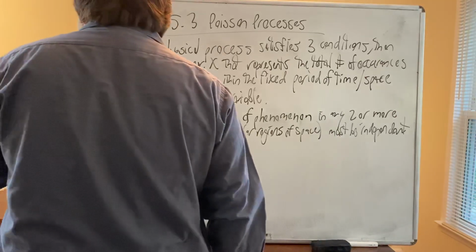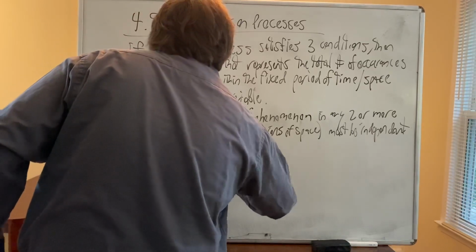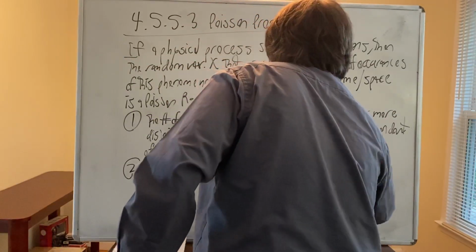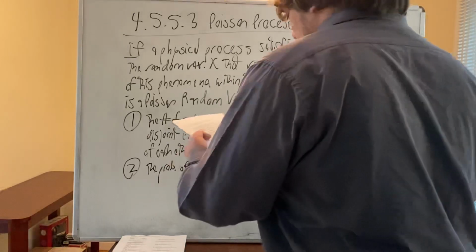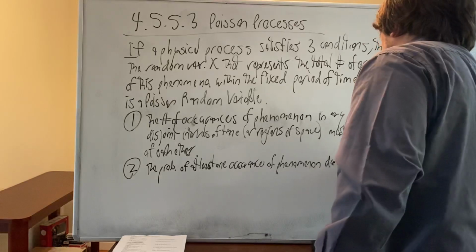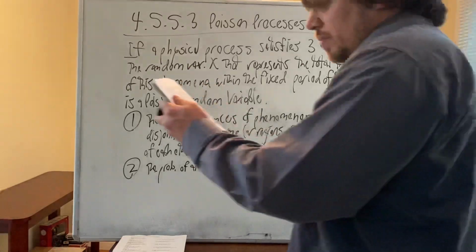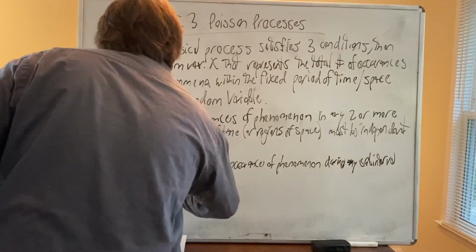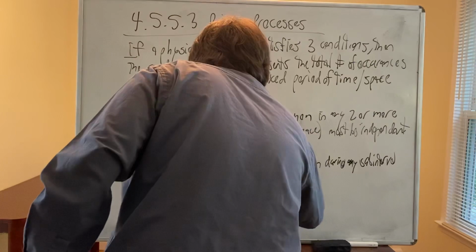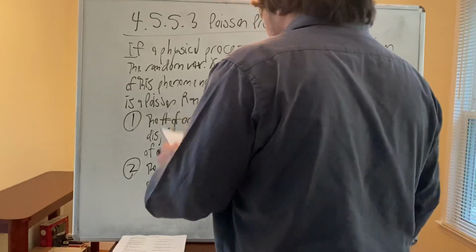Two, the probability of at least one occurrence of the phenomena during any subinterval of length 1 over n is always the same. Okay, so what does that mean?